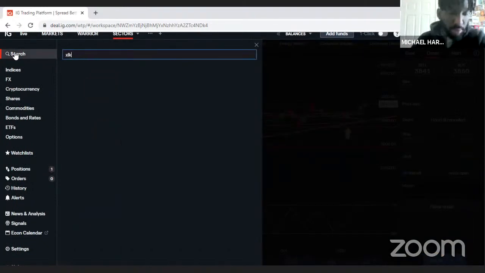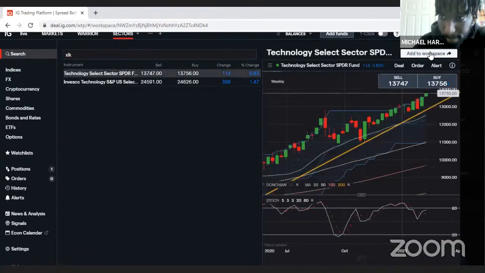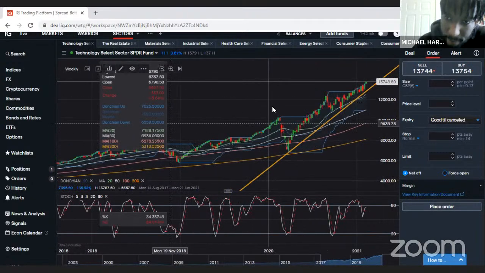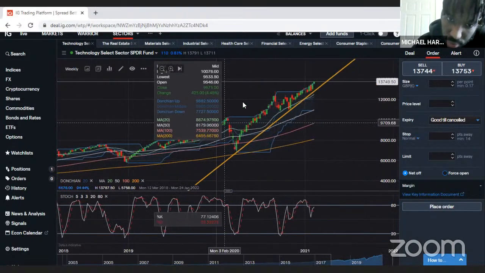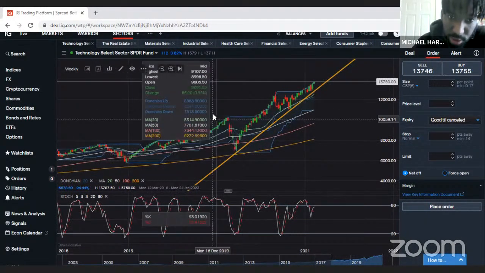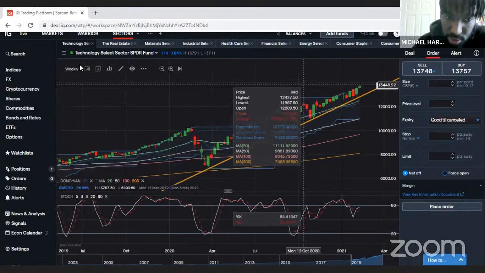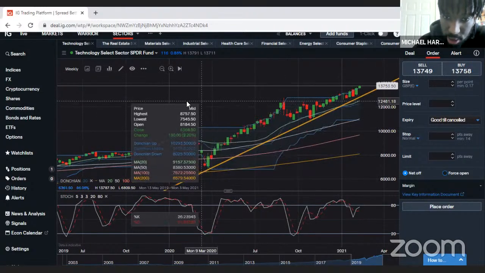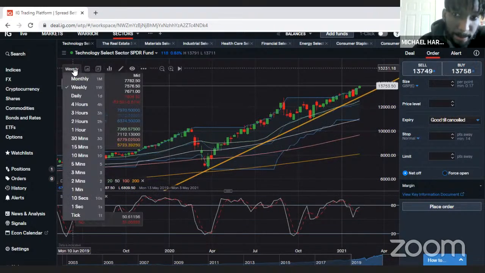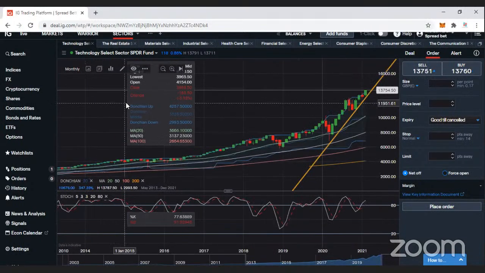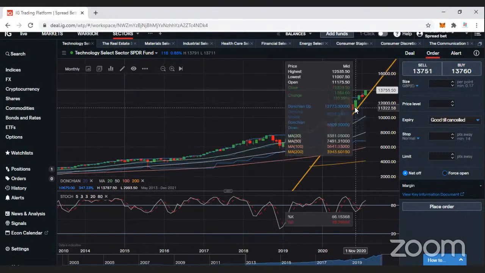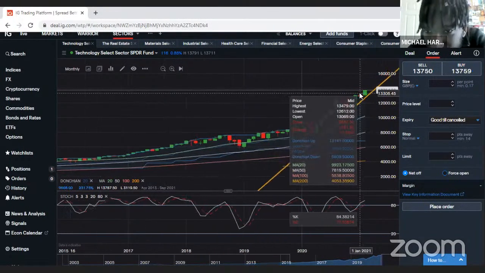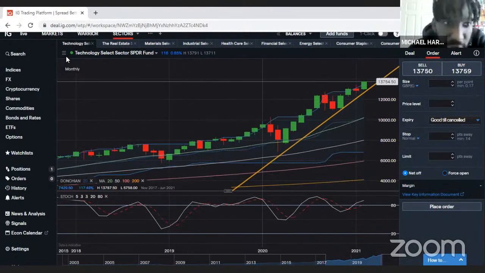Technology, XLK. That's as clear a trend line as you get, really, isn't it? Now, where would I want to get in that? If that comes anywhere near this trend line, I'm getting in. In fact, I think I've just missed it this month. So wait for it to come back.